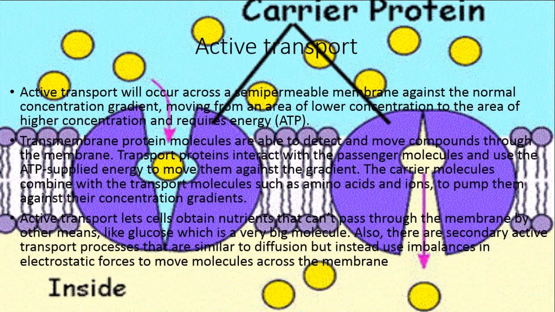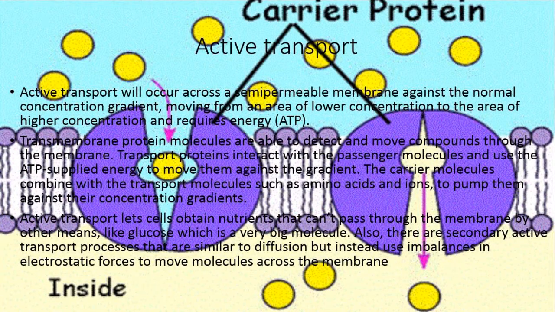So, active transport. These molecules that cannot go directly into the cell need the transport protein, with energy also added to it. Active transport occurs across the semi-permeable membrane against the concentration gradient. Because it's against the gradient, it needs ATP to move. Moving from an area of lower concentration to an area of higher concentration requires an expenditure of energy released from an ATP molecule.